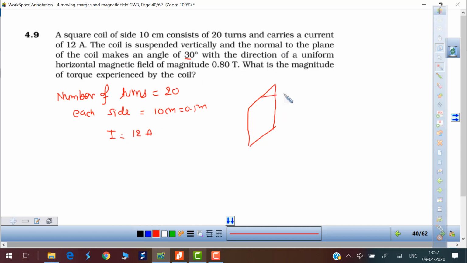So this is the magnetic field direction, and this is the normal, you can say the area vector, and this angle is given as 30 degree with the direction of the uniform horizontal magnetic field of magnitude 0.8 Tesla. So B is equal to 0.8 Tesla. What is the magnitude of the torque experienced by the coil? So what is the torque?